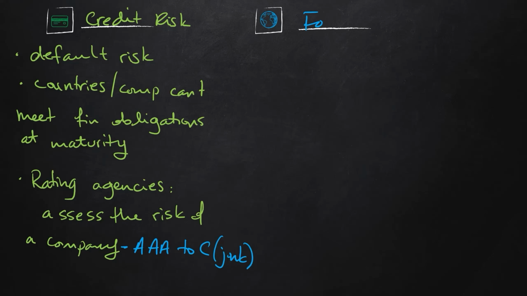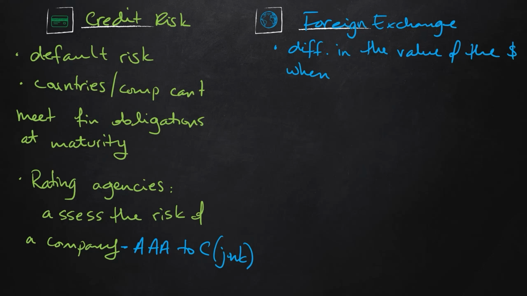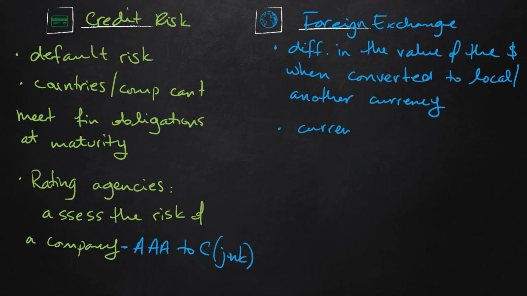Foreign exchange risk, which is also called currency risk, is about the difference of value in money when it's converted back to your local currency. Often people are investing in currencies in other countries. That currency might hold a lot of purchasing power in that country, but when it's converted back to your local currency, it might not be able to purchase as much.